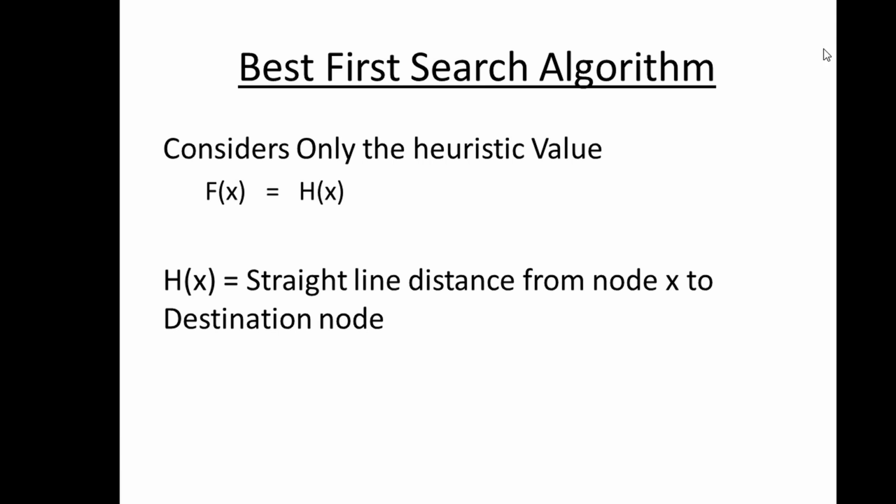Best first search uses only the heuristic value. So in the case of searching in a graph with shortest path algorithms, usually the heuristic is a straight line distance from a certain node to the destination node. So the best first search algorithm uses only those heuristic values.